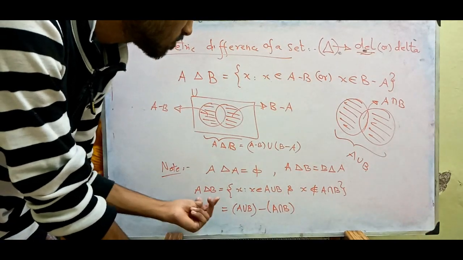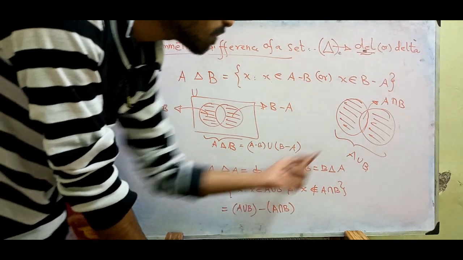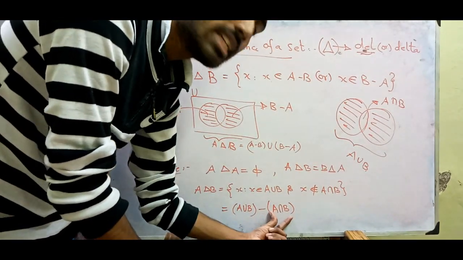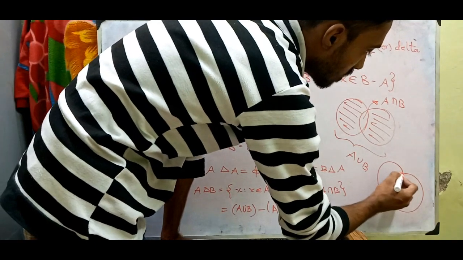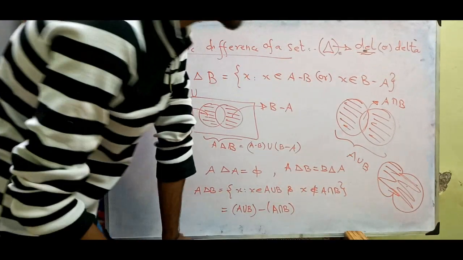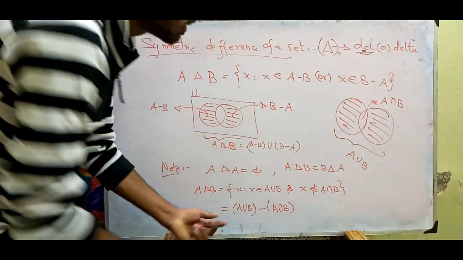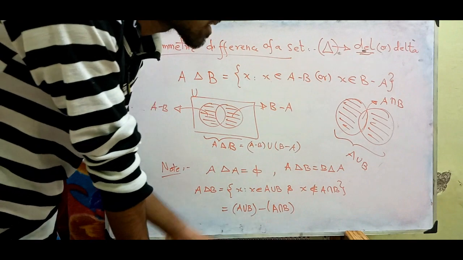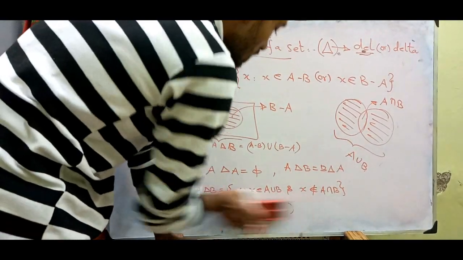And A symmetric difference B can also be written as A union B removing A intersection B. That means only this part, like an apple. By removing that part, like an apple, you can describe that. A union B minus A intersection B, by removing this part alone. Okay, got it?